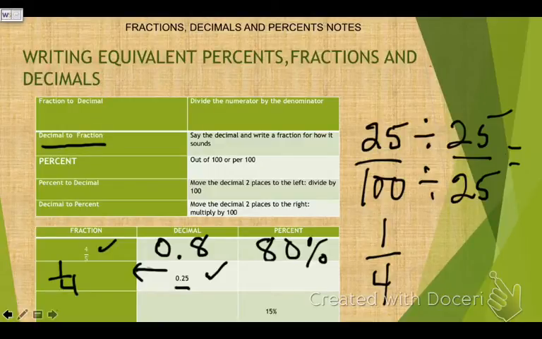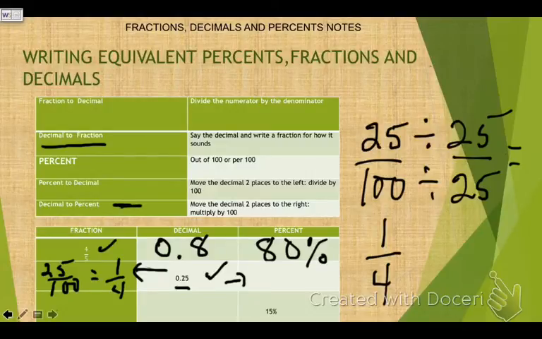Now, probably the one thing that I should do is write 25/100 equals 1/4 so that you know where I'm headed. Now we want to go to the percent side. Okay, so we want to go from a decimal to a percent. And we want to look right here.